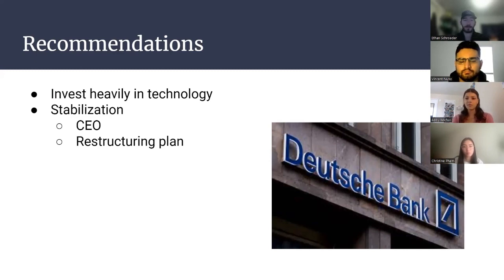Overall, Sewing's business plan for Deutsche Bank is logical and respectable, and we believe that what the bank needs most now is stability, and this will come from sticking to the final restructuring plan for the foreseeable future. This will make stockholders less skeptical and more trusting of the bank if they see some stability after years of constant turnover and change.